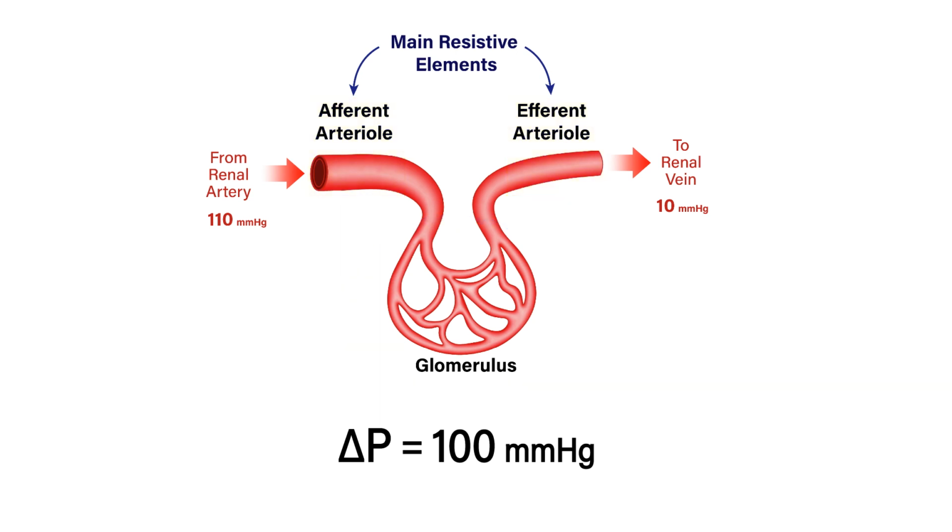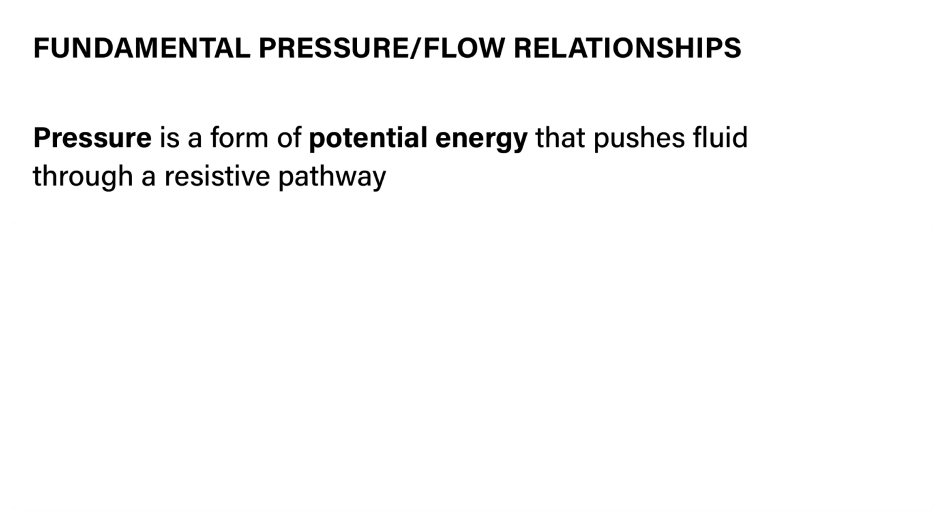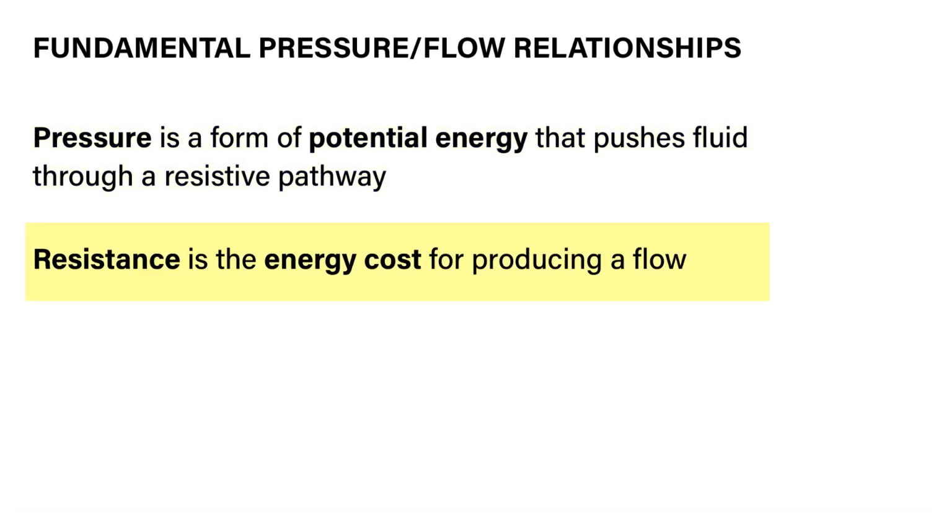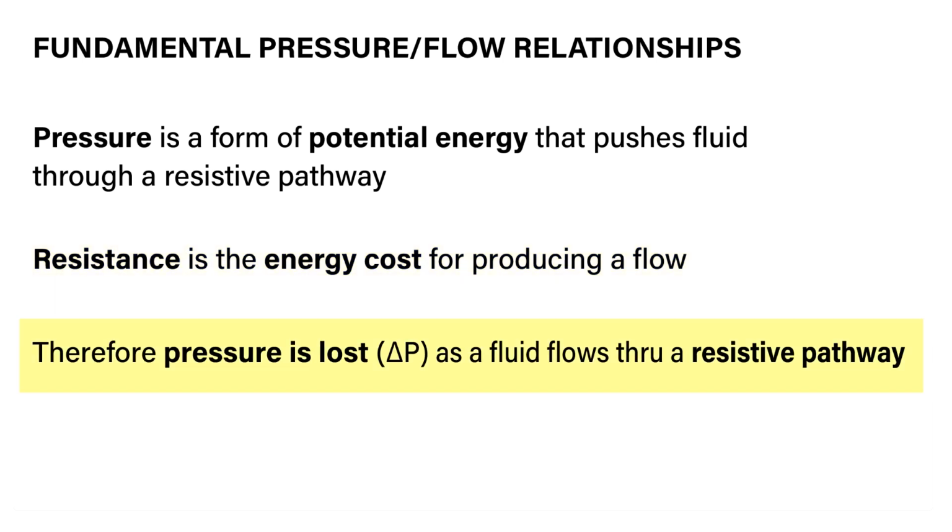In order to understand how this works, we have to review some fundamental pressure flow relationships. The first thing you need to remember is that pressure is a form of potential energy, and that potential energy can be used to move fluid or create a flow through a resistive pathway. Second, resistance is the energy cost for producing a flow through that resistive pathway. If the resistance is relatively high, then the energy cost for producing a flow through that pathway will also be relatively high. Therefore, as a fluid is moving through a resistive pathway, a certain amount of pressure is lost. That pressure lost represents the energy spent to create that fluid movement.